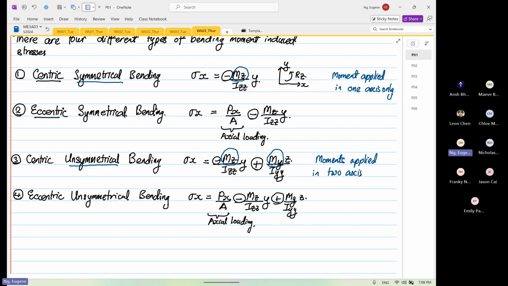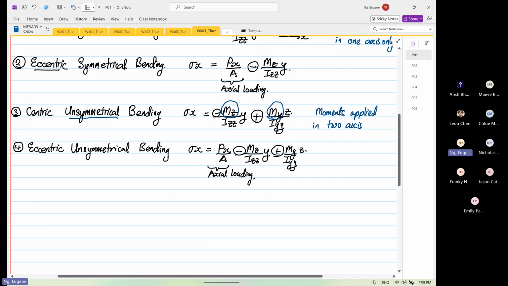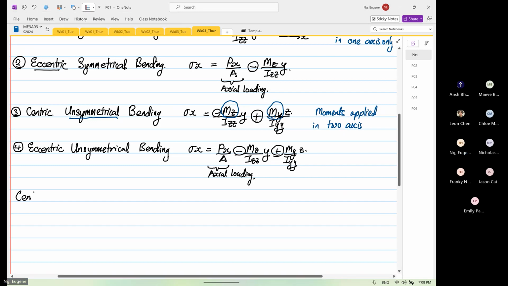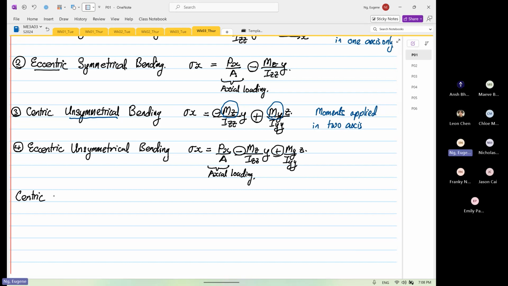Now let's look at centric bending. Let's look at the first type, which I'll go into more detail. We have centric symmetrical bending.